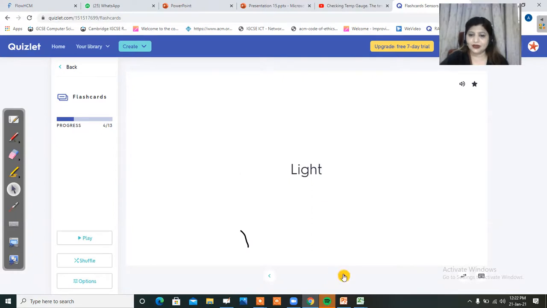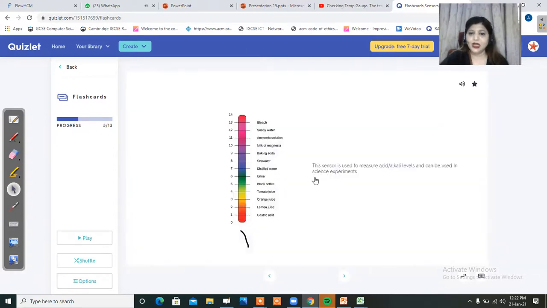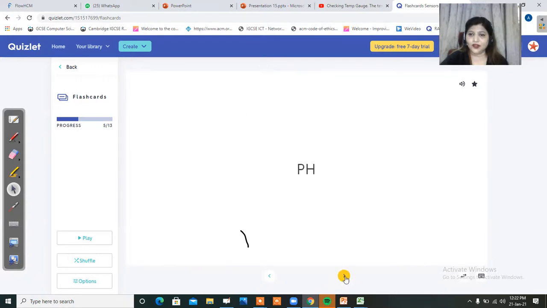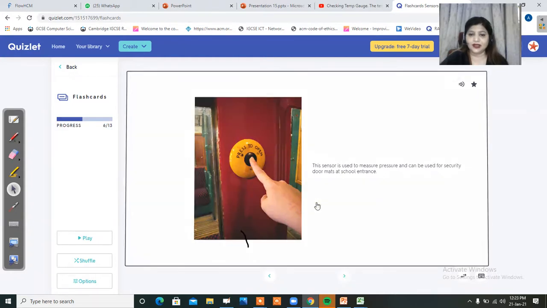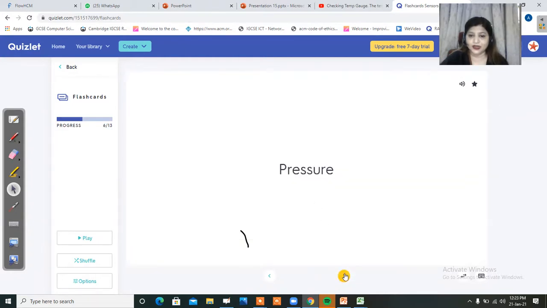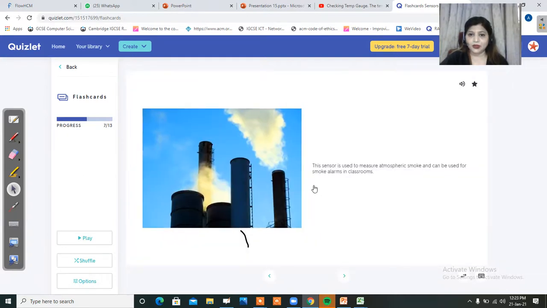Light sensor. Correct. This sensor is used to measure acid alkali levels and can be used in science experiments. If you are using the word pH sensor, this means you are on the right track. The sensor is used to measure pressure and can be used at the security door mats at the door entrance. As I told you very clearly in the example a minute ago, it's a pressure sensor, when we were discussing the burglar alarm system.